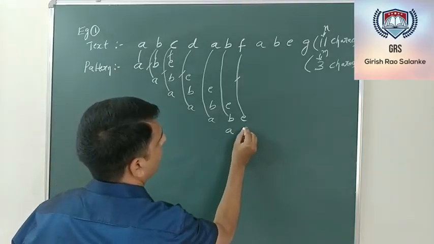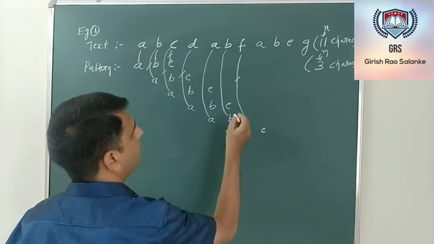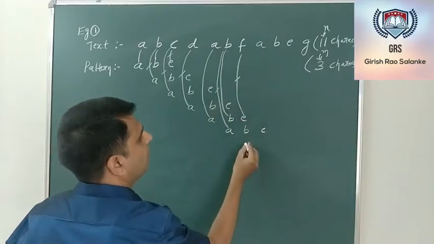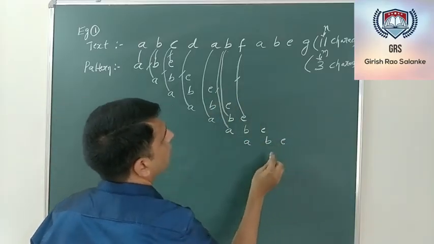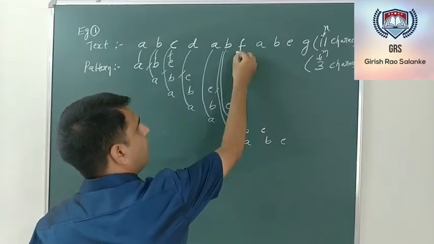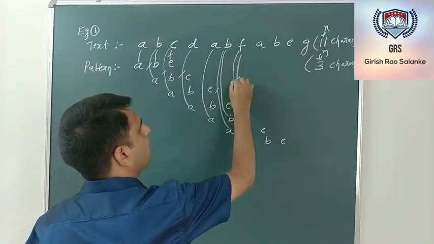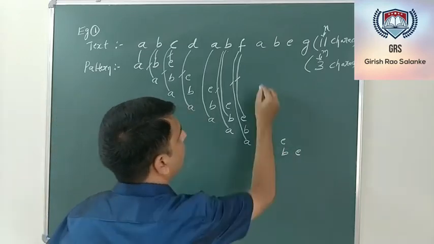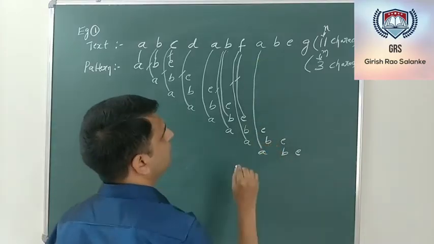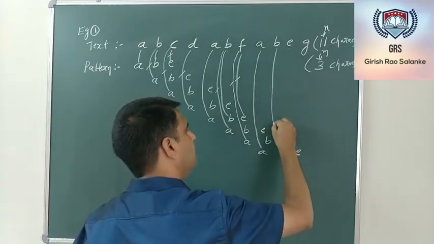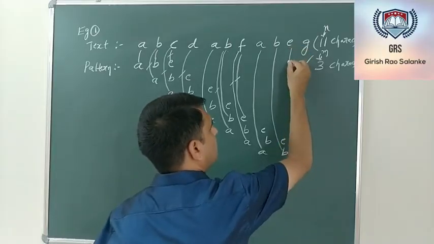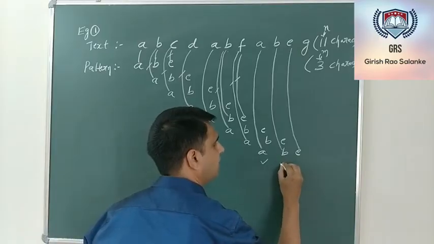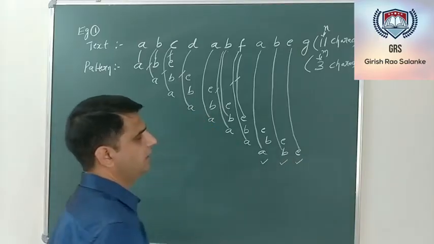So now A, B, E. Now I compare this B with this A. If you see, this does not match. So I'll shift my pattern A, B, E. Now I compare this F with A. F with A does not match. Now I'll shift my pattern. A, B, E. Now I'll compare this A with this A, this matches. Now I compare this B with this B, this matches. I'll compare this E with E, this matches. So if you see, the first character matches, the second character matches, and the third character matches.